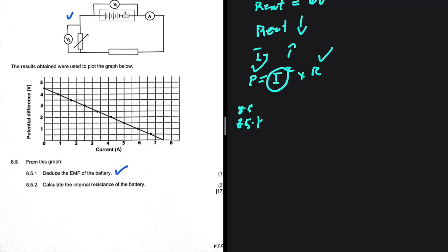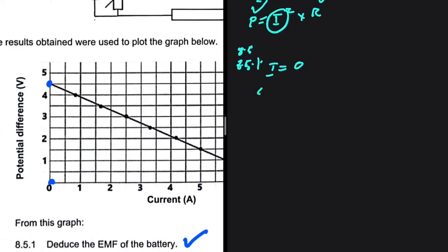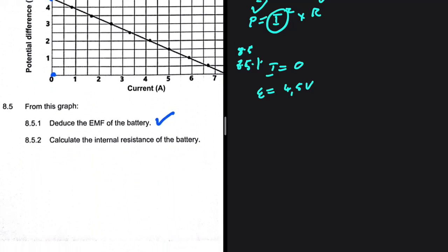When the current is equal to 0, when there's no current flowing, the voltmeter is going to read the EMF. So if you look at our graph, when our current is 0, the potential difference is 4.5 volts. So we're going to have the EMF being equal to 4.5 volts. Another definition for the EMF, it is the reading on the voltmeter connected across the ends of the battery when there is no current flowing, just like in our case.